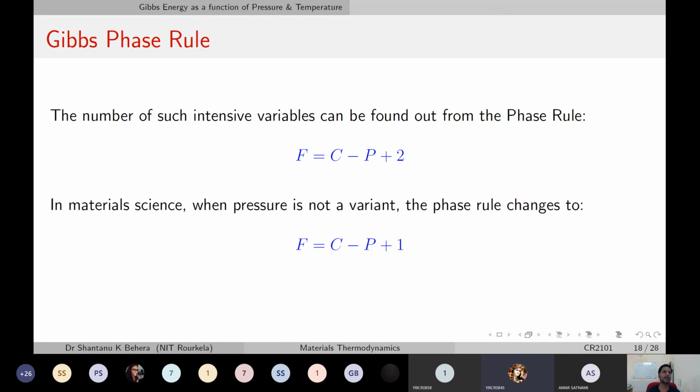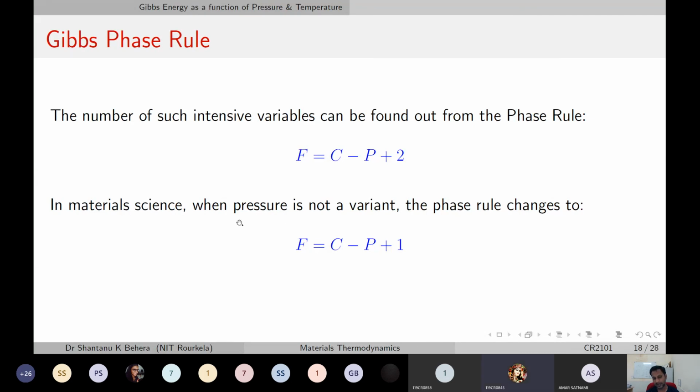Well, I wouldn't say when pressure is constant. I would say when pressure has no effect. Even if I do something which is not influenced by pressure, but then I do an experiment in a changing pressure environment, then I would be forced to apply this formula, rather than when pressure is not a variant.